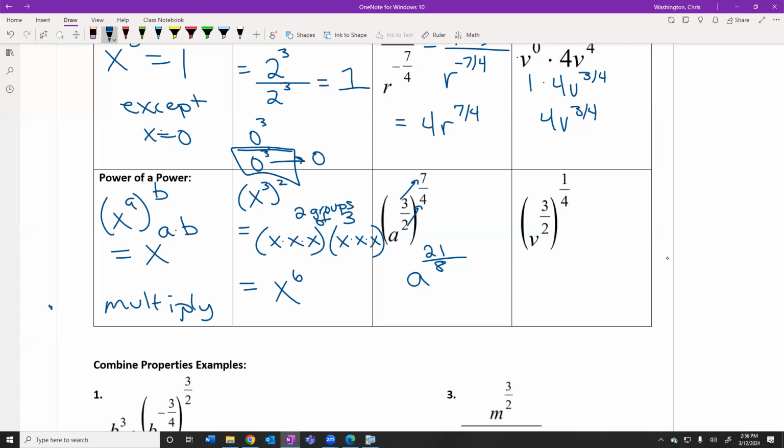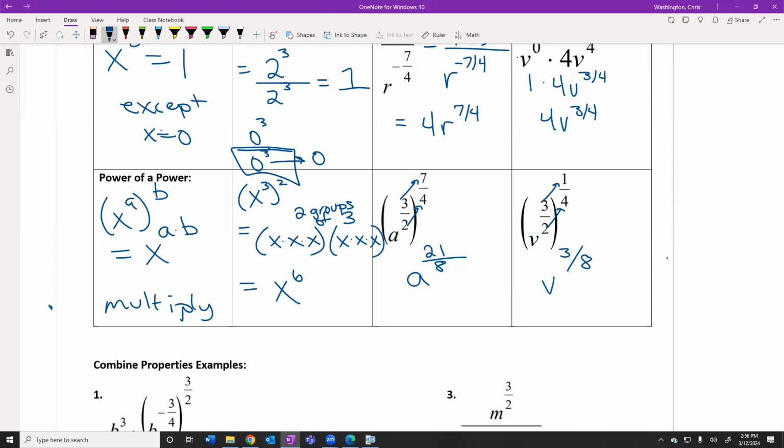The keep it, change it, flip it is dividing. Okay, so I was right there. You were close, yes. Cross multiply is when we try to solve a proportional equation. The second equation, 3 times 1 is 3, 2 times 4 is 8.